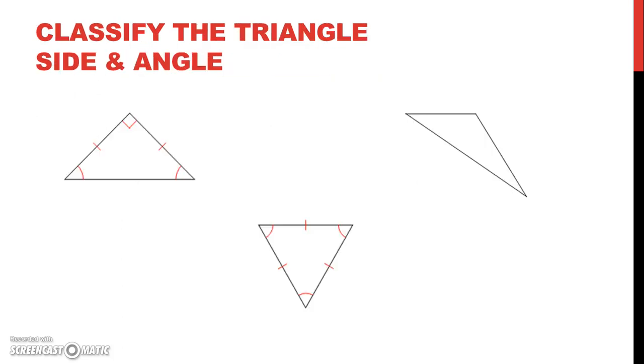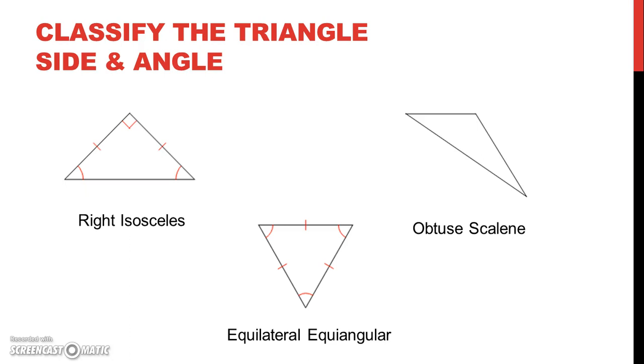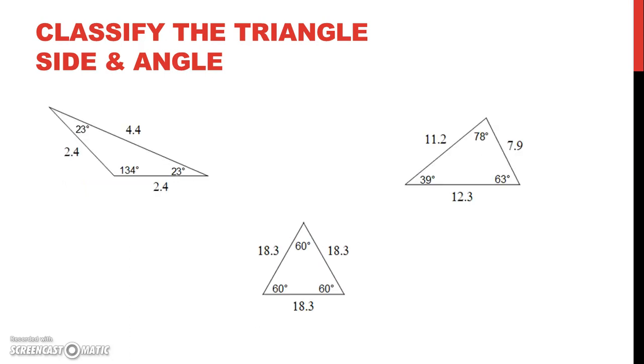So let's look at some examples of classifying the triangle by side and angle. The first example on top left is isosceles and right, so it's a right isosceles. Top right has an obtuse angle and no congruent sides, so it's obtuse scalene. The bottom one is acute, but it's specifically equiangular because all angles are congruent, and all sides are congruent, so it's equilateral.